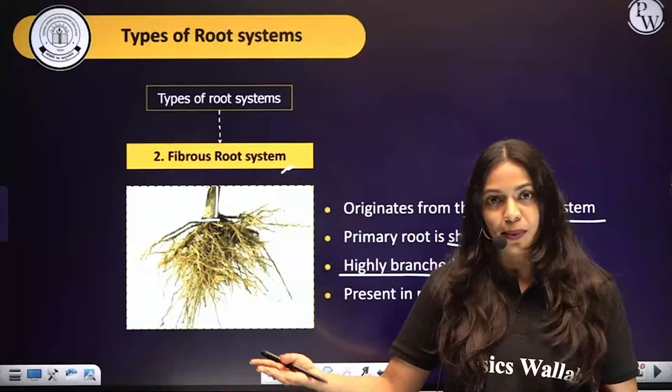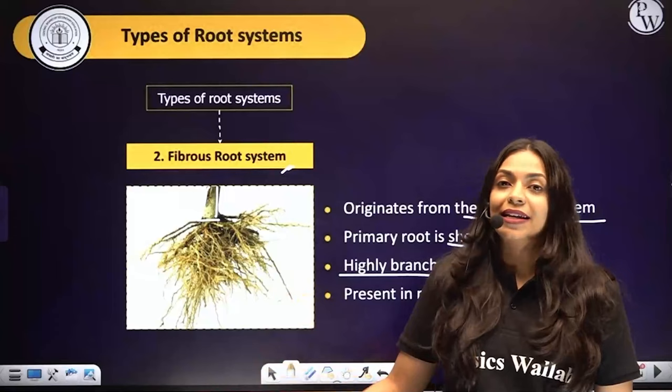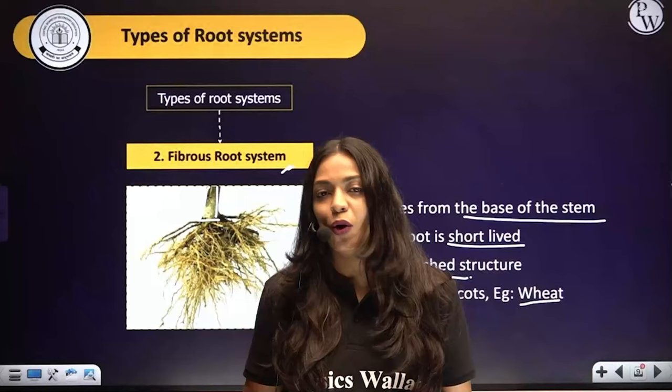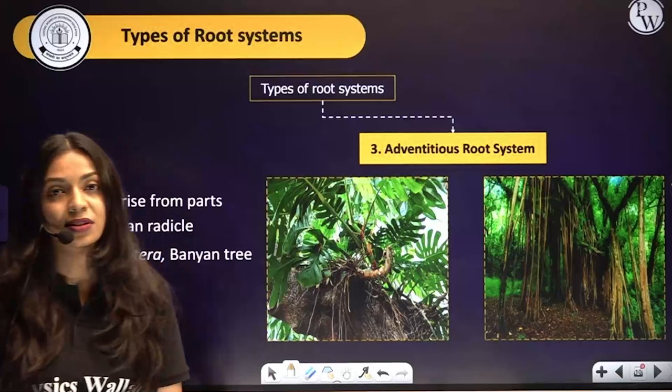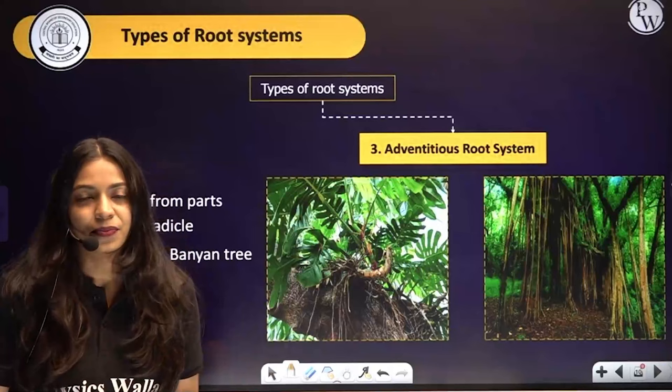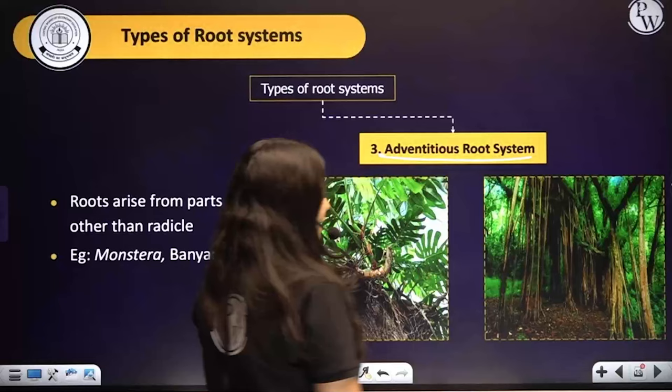Most of the roots that arise from the base of the stem will usually have uniform thickness. They'll all be almost equally thick. So that's about the second type of root system, which is the fibrous root system. Now moving on, we'll learn about the third type of root system, which is the adventitious root system.